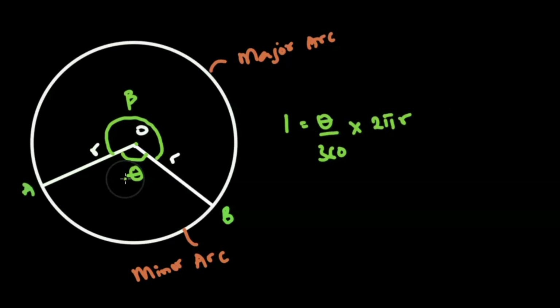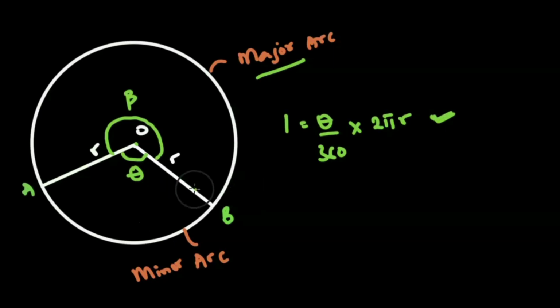We can be asked to find the length of the major arc. If we're asked to find the length of the major arc, we simply replace theta with beta. So that is it for the length of an arc. You're given the radius of a circle, you're asked to find the length of the arc, you simply apply this formula.